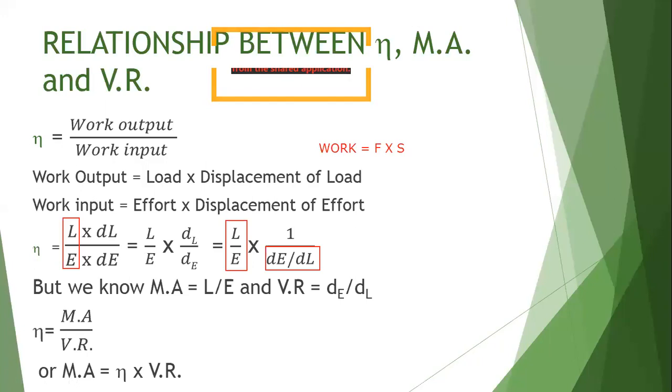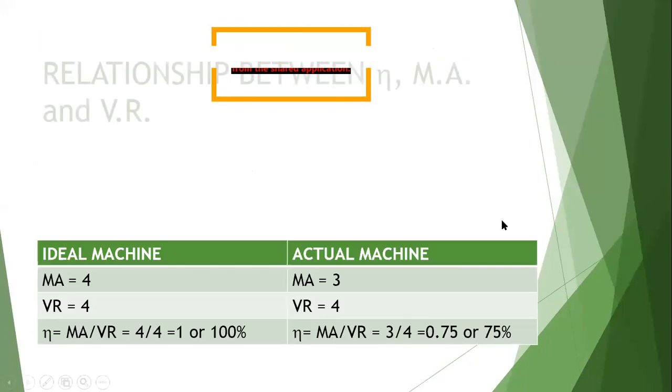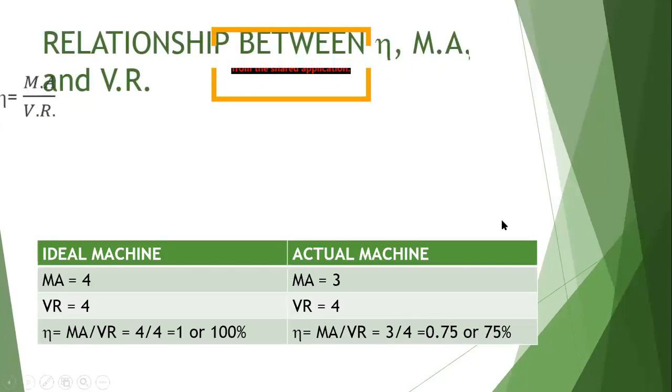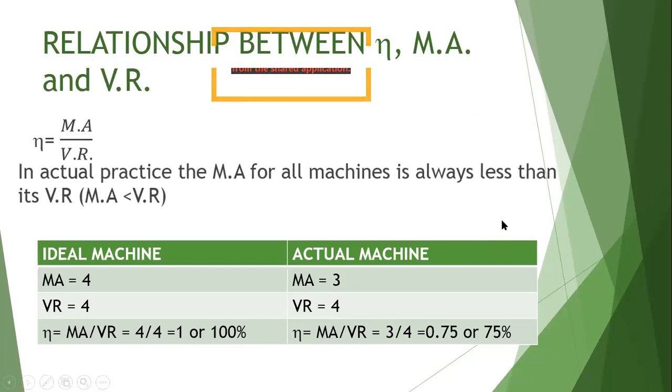So you will find there are two formulas to calculate the efficiency. How many formulas do we have, class? We have two formulas by which we can calculate the efficiency. The first is efficiency is equal to MA upon VR, and the second is efficiency is equal to work output upon work input. So these are our two formulas by which we can easily calculate the efficiency.